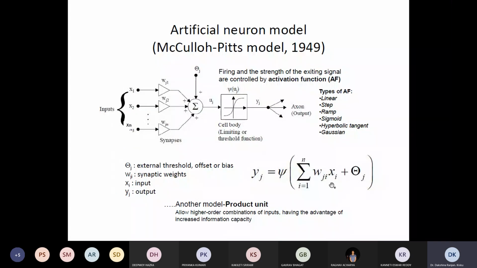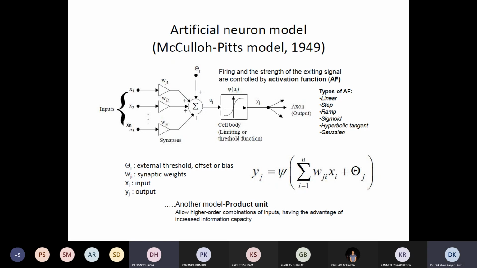Here you can see that when we combine the input and the weight by this linear combination of functions, we are taking the summation over the weights and inputs, plus theta j, the bias. Now this equation is found to be similar to the equation of the straight line.